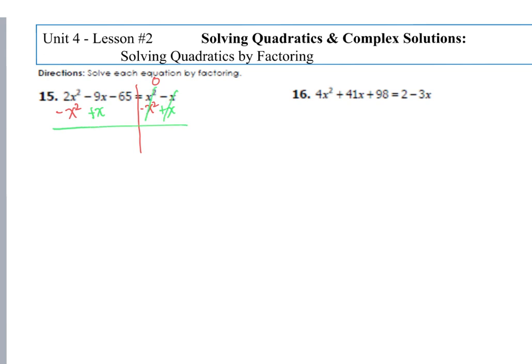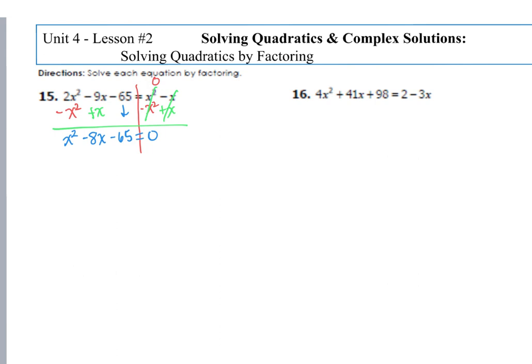2x squared minus 1x squared is 1x squared. Negative 9x plus 1x is negative 8x, and negative 65 is not changing. We just bring it down. So we're dealing with x squared minus 8x minus 65 equals 0.